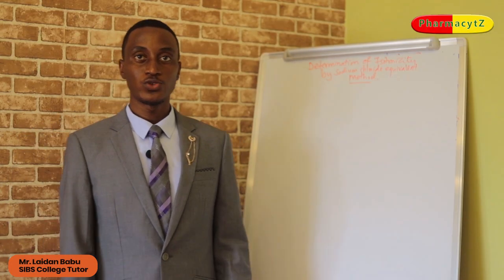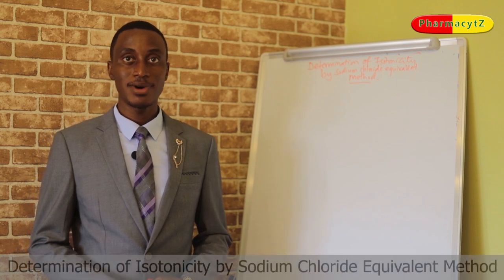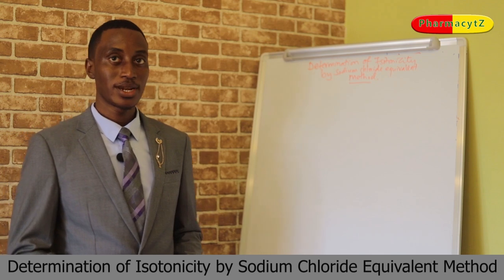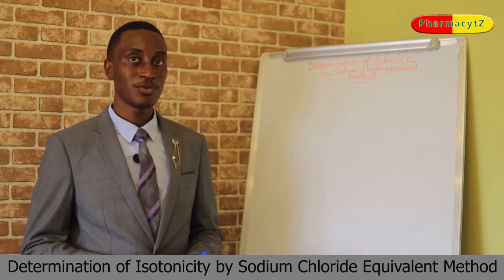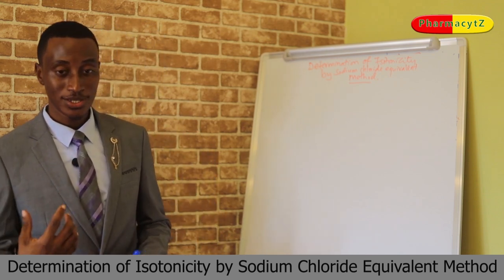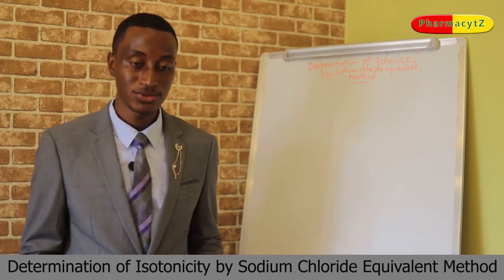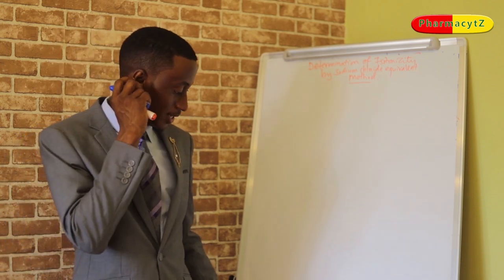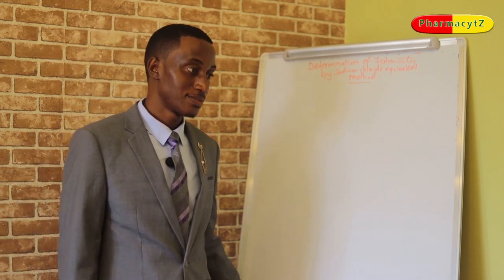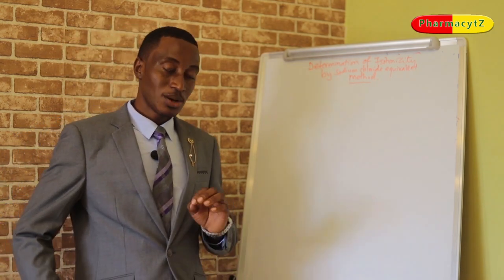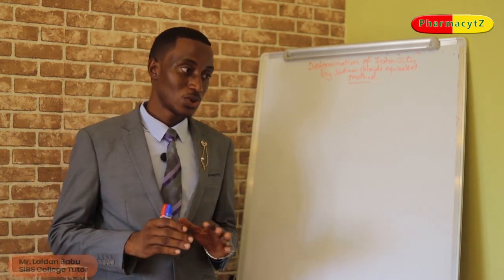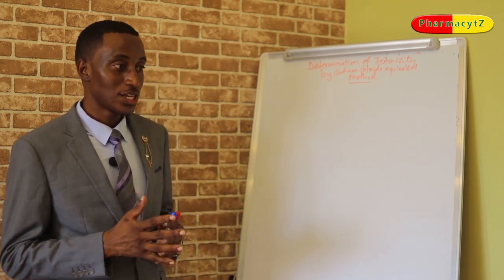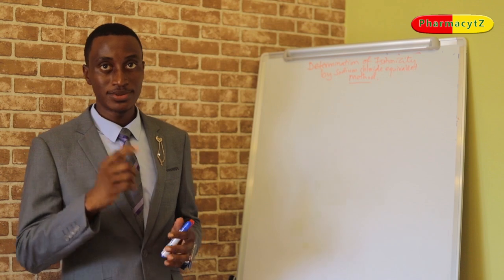I'm Mr. Laidan, and today we are going to determine isotonicity by the sodium chloride equivalent method. The concentration of sodium chloride is equal to the concentration of body fluid, meaning that any substance with a concentration equivalent to that of sodium chloride shall be isotonic with body fluids. The sodium chloride equivalent is the amount of sodium chloride which has the same osmotic effect, based on the number of particles, as 1 gram of a drug substance.